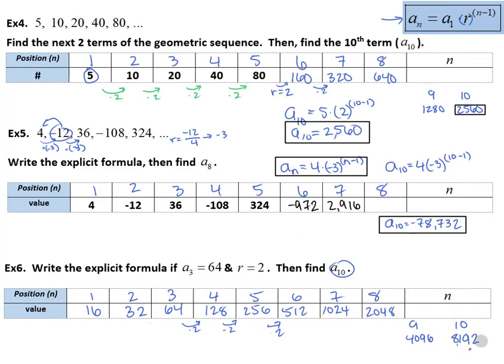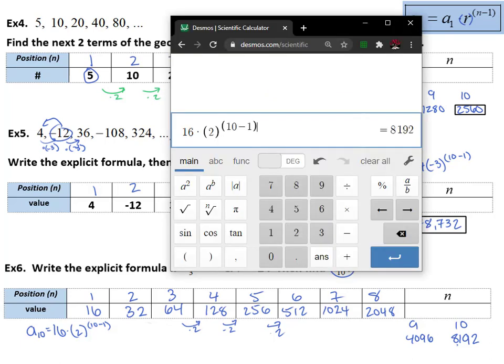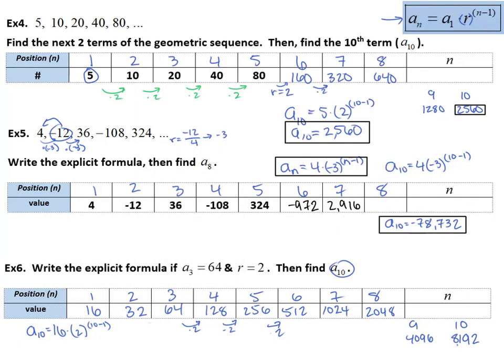So let's confirm with our formula that we should get 8,192. So the value of the 10th term equals, so in the formula here, the first term, which is 16, times our common ratio, which they told us is 2, to the 10 minus 1 power. So let's go to Desmos. And there we are. Yep, 16 times 2 raised to the 10 minus 1 power is indeed 8,192.